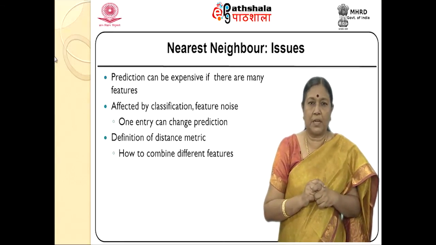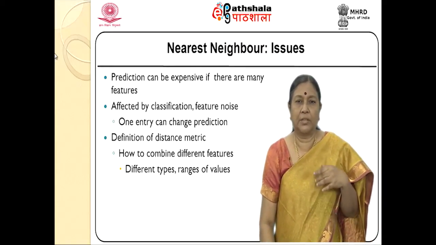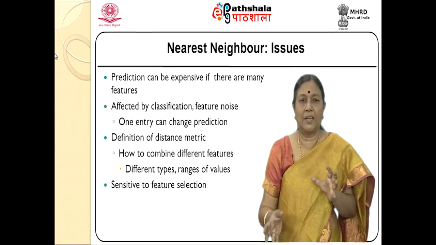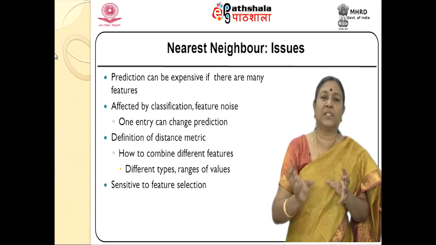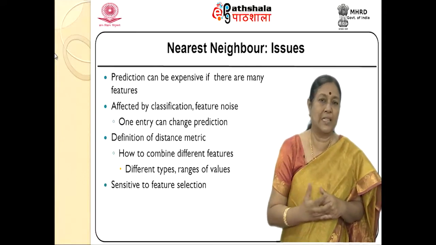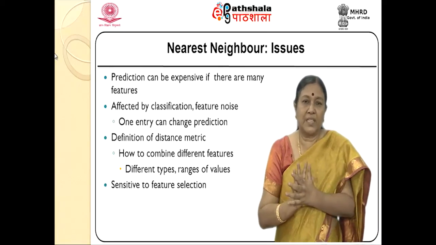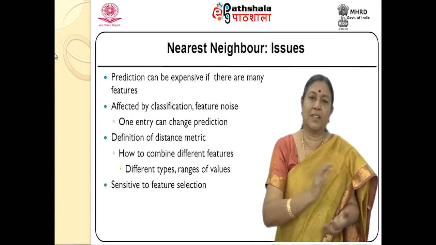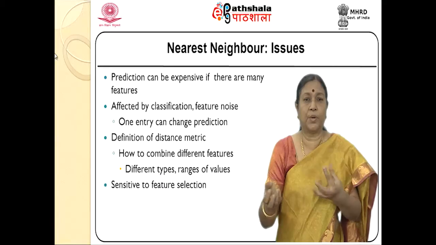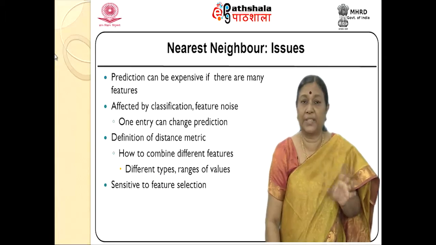Another problem is how you combine the features. There are different types of features and different ranges of values. It is also very sensitive to which features you select for doing the classification. That is another important aspect of any classification, and it is the design perspective that you have to consider. Certain features will help you classify in one way, certain other features in a different way. An instance may have hundreds of features, but only some will contribute to the classification. All these are issues we have to consider when designing any classification problem.